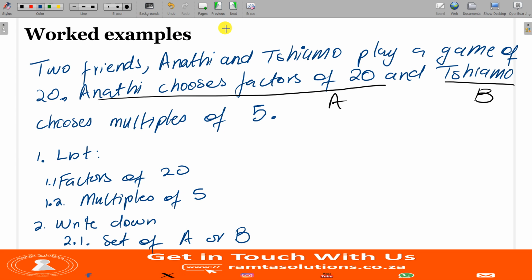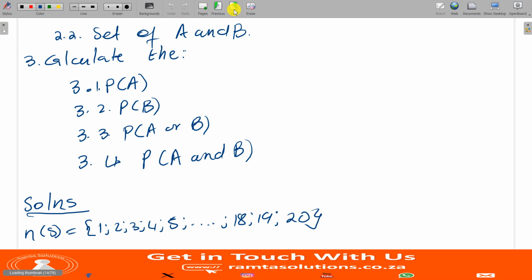Now, as we move on, our sample space, how many elements do we have here? We have 20 elements in total. This is not the total number of outcomes as such, it is just the sample space. Having said this, we can see our sample space is 20.